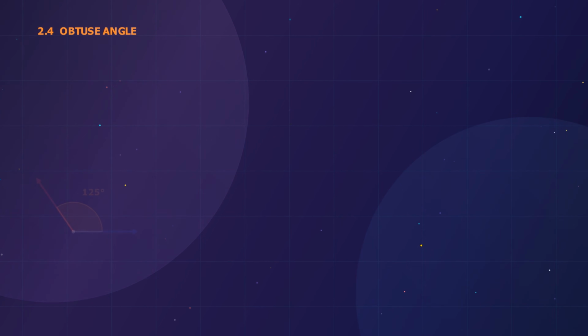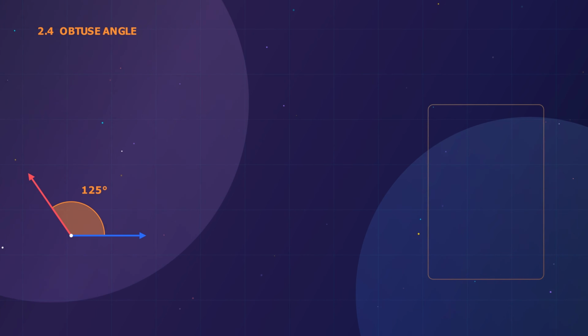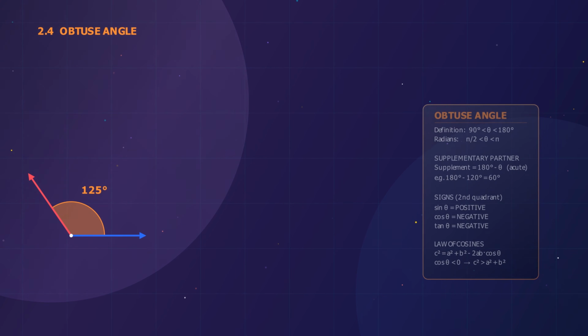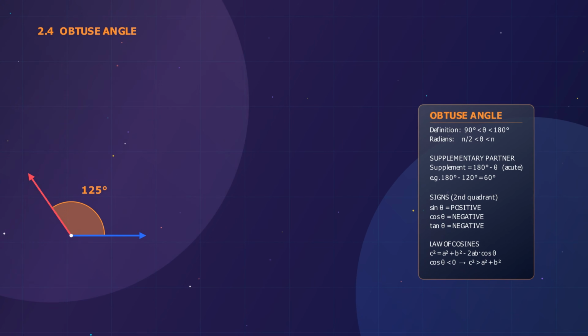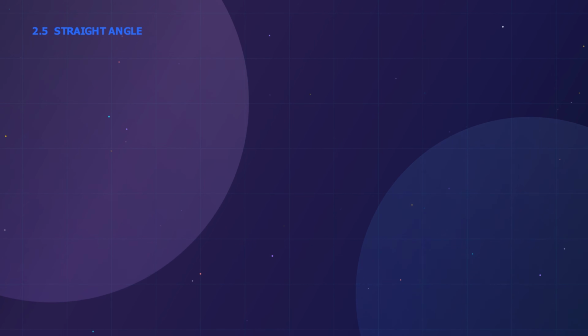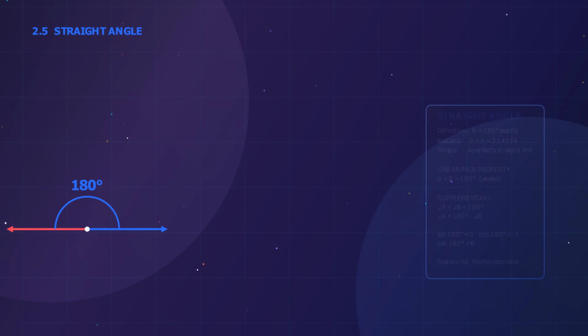The obtuse angle: wide, powerful, dominant. From the Latin obtusus, meaning blunt or dull. Greater than 90 degrees but strictly less than 180. Where the acute angle is sharp and pointed, the obtuse angle is wide and spreading, like arms thrown open in welcome. The straight angle: perfect, infinite, absolutely flat, exactly 180 degrees.